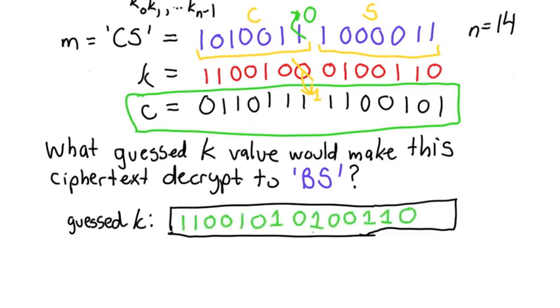So if we guess this key instead of the correct key, we get what looks like a fairly reasonable message out, but it would be one off from the one that was there. And in fact, we could get any possible message we want by guessing different keys. So this is what's called a one-time pad.